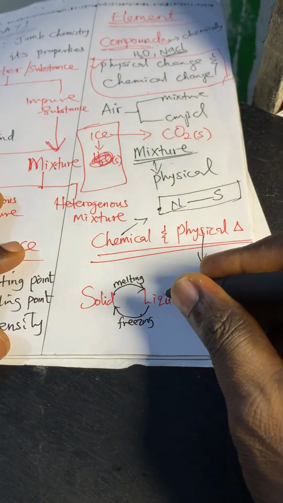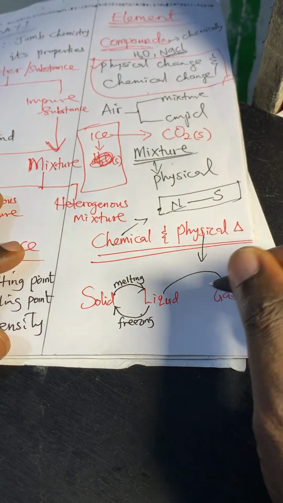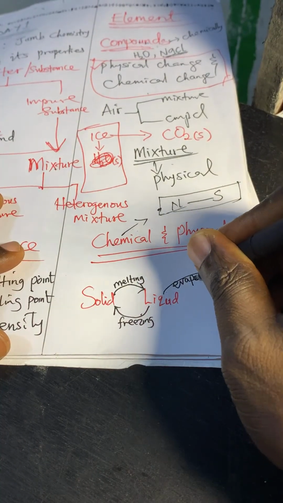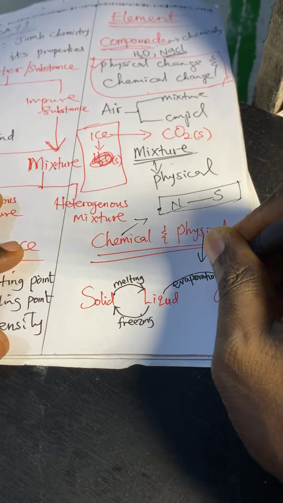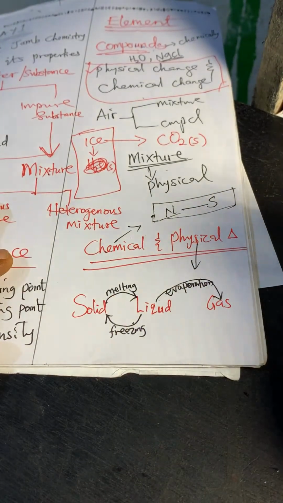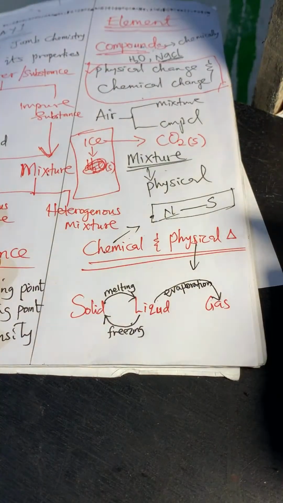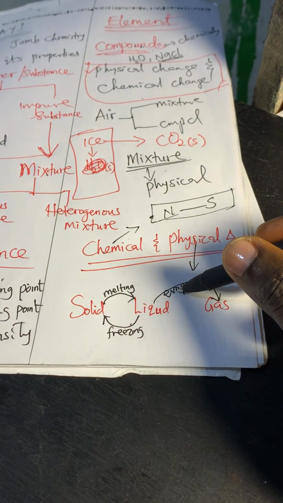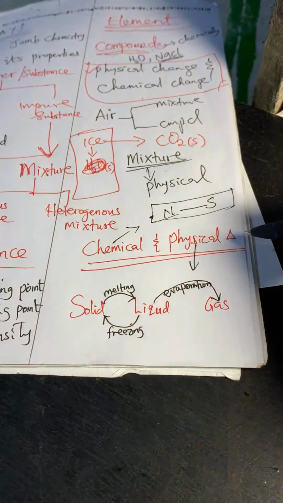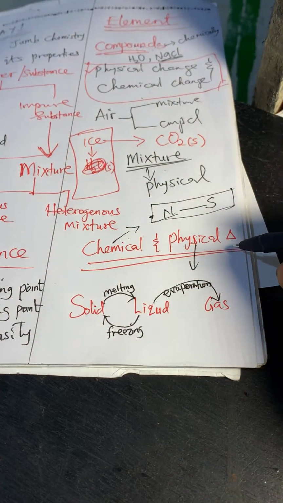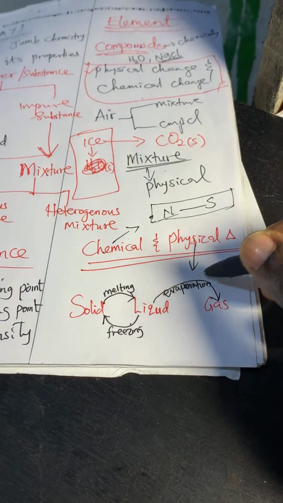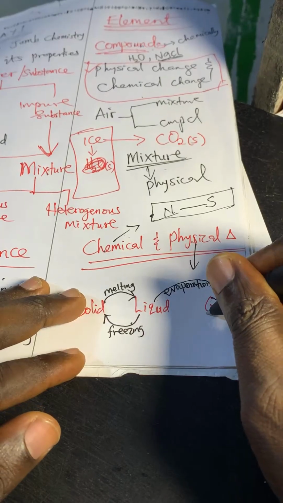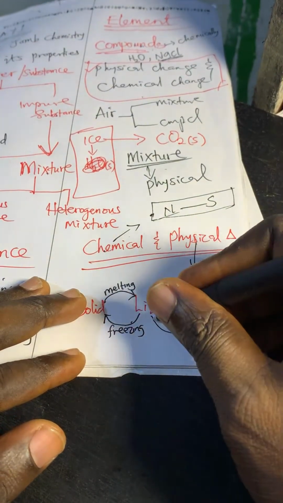Now, if a liquid changes to gas, we call it evaporation, or boiling. There is a difference between evaporation and boiling. Evaporation is a surface phenomenon, and it takes place at all temperatures. But boiling takes place at a definite temperature, and it is a bulk phenomenon.